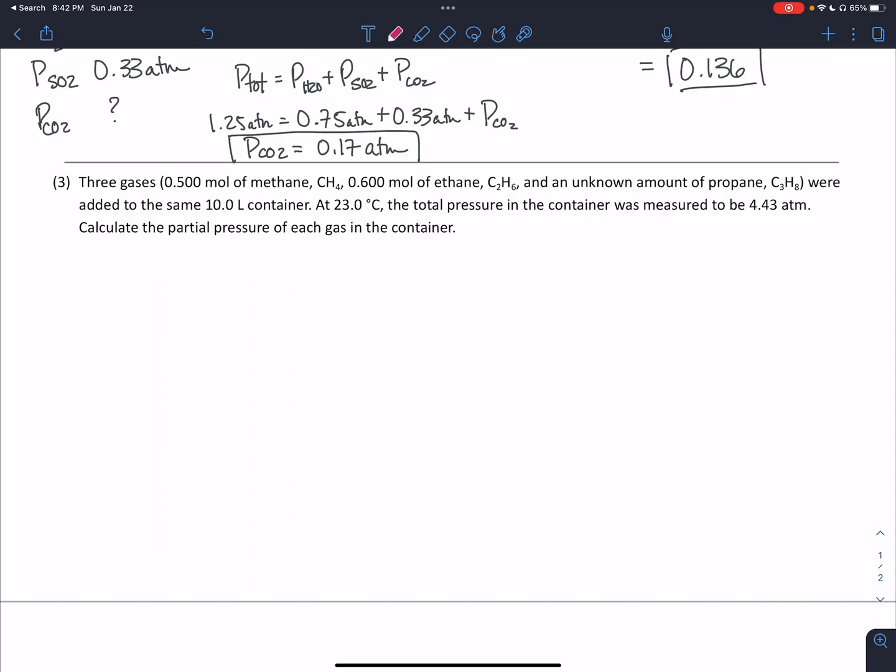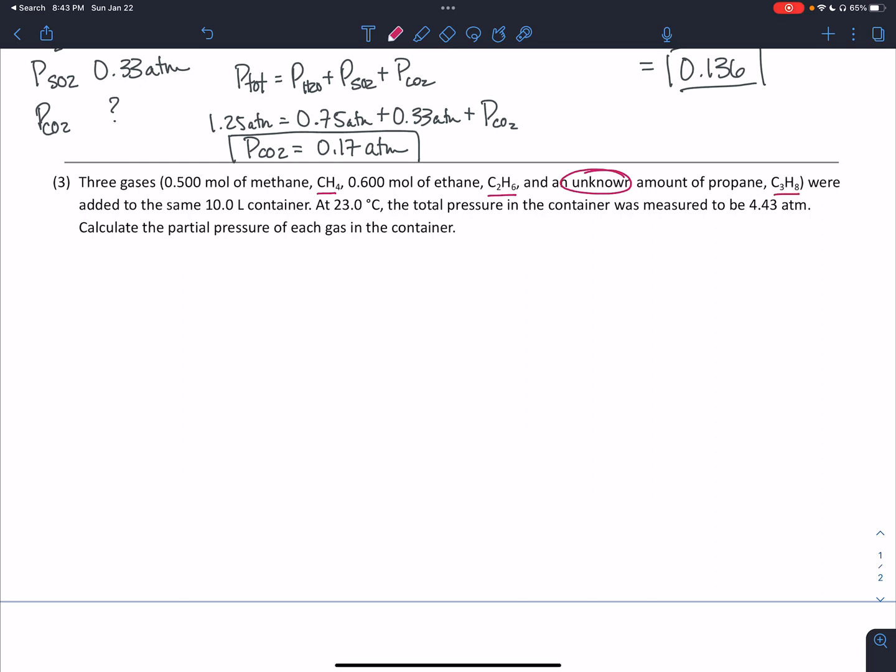Hi everybody, I wanted to come back and finish up this last problem on our Dalton's Law and mole fractions screencast. For problem number 3, we have a container. It's got 3 gases in it, and we have 0.5 moles of methane, which is CH4, 0.6 moles of ethane, which is C2H6, and some unknown amount of propane, which is C3H8.